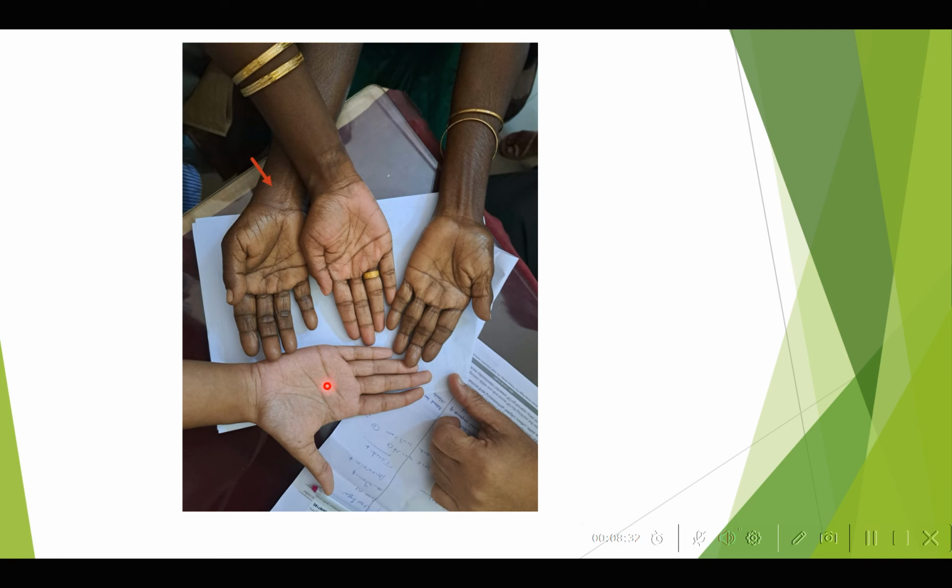Oh, she's having hyperpigmentation of her hands. So the possibilities can be Addison's disease, then megaloblastic anemia, but the megaloblastic picture is not there. So other possibilities, Addison's disease, sir, with associated hyperpigmentation.